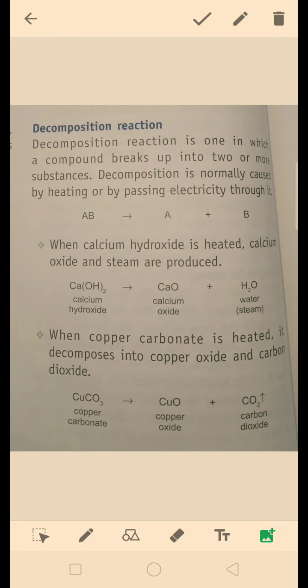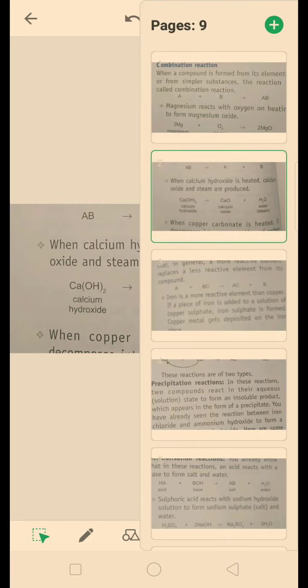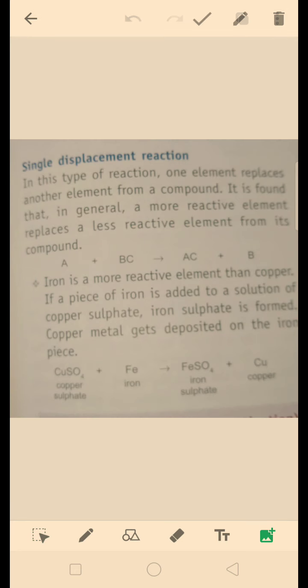Now let us see the next one, the decomposition reaction. A decomposition reaction is one in which a compound breaks up into two or more substances. To decompose means to break. So when calcium hydroxide is heated, calcium oxide and steam are produced. And when copper carbonate is heated, copper oxide and carbon dioxide are produced. So these are examples of decomposition reaction.